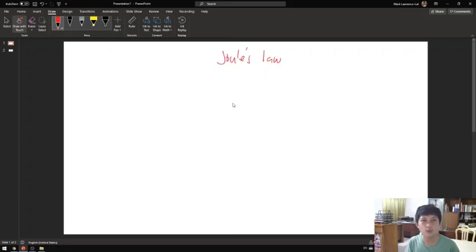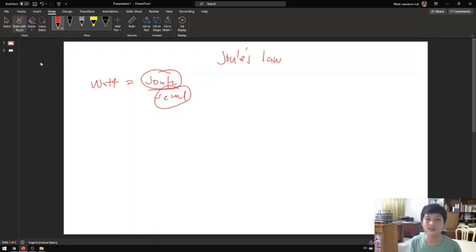Joule's law talks more about energy and power. Okay, so that's Joule. Did you know that a kilowatt, or in watts, a watt is actually a joule per second? So this amount of energy that flows through in a second, that's actually a watt.